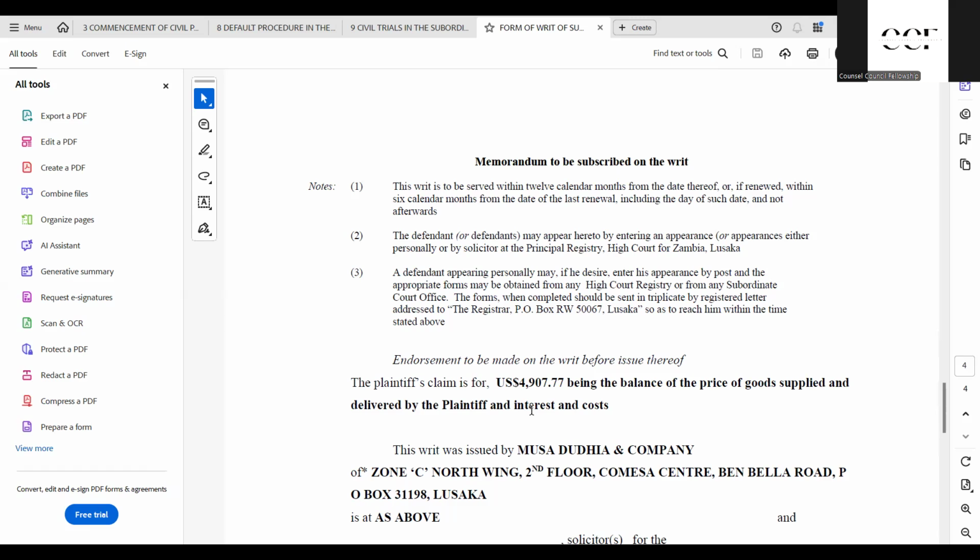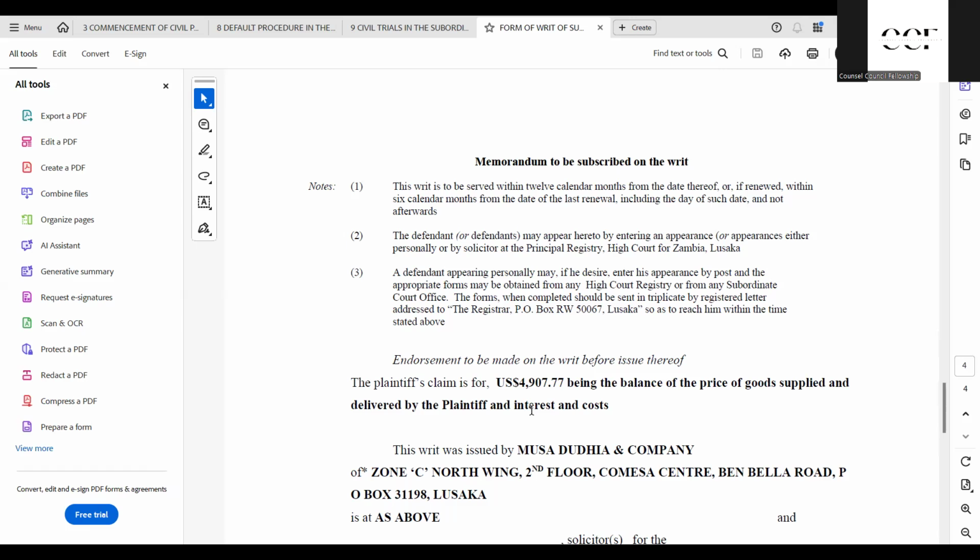The second part is the endorsement to be made on the writ before issue thereof. And this is where, if you've been following, you will note the difference between a writ of summons and a default writ of summons. I had mentioned earlier that a writ of summons is a mode of commencement used for civil matters where the claim is for an unliquidated sum. It is not a specific sum. A default writ of summons, on the other hand, is a mode of commencement used for civil matters where the claim is for a liquidated sum.